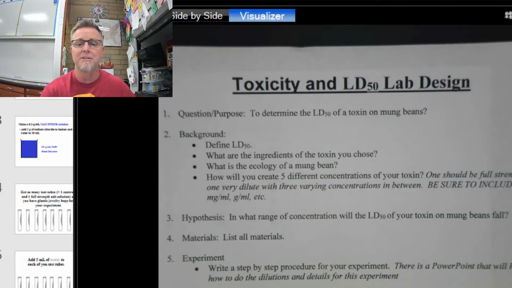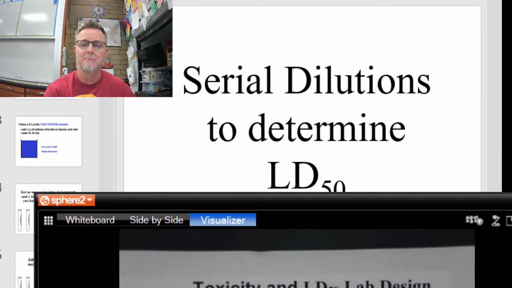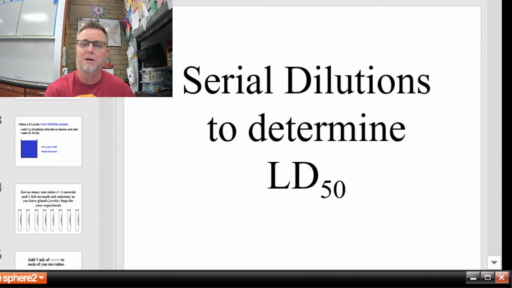So let's shift gears and look at how we set this up. Then I'll give you some sample data for you to do the number crunching with. So let me move this out of the way and I will show you our serial dilution PowerPoint. So remember, a serial dilution is a stepwise dilution series that we use to figure out the concentration at which 50% of our population will perish.